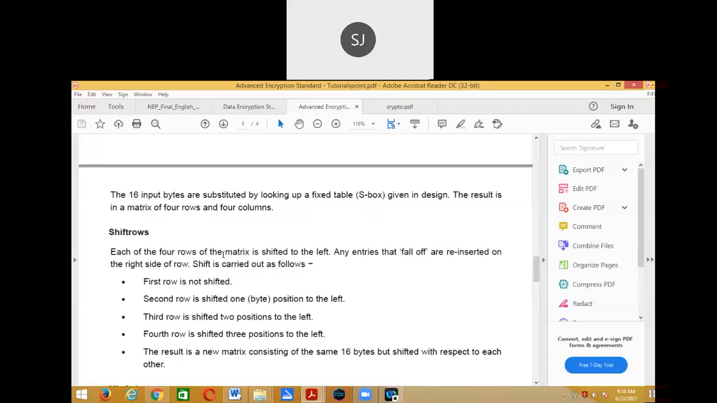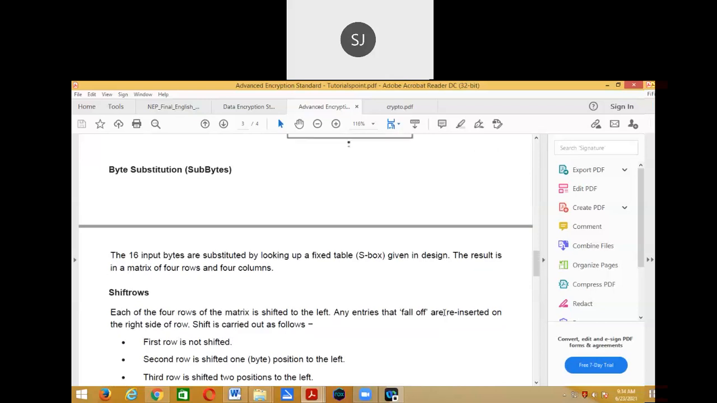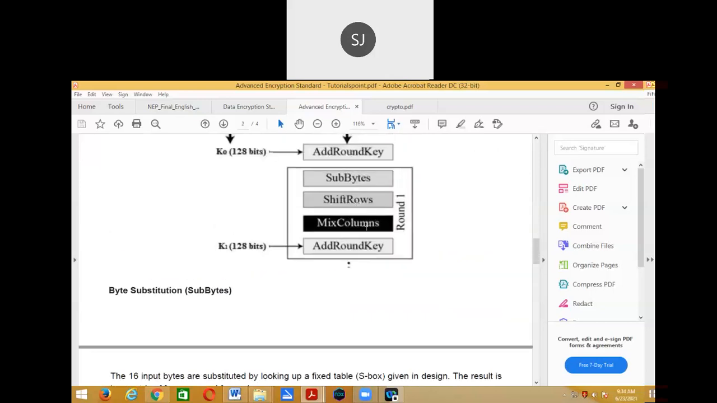So in this 4 by 4 matrix, the first row is not shifted, the second row is shifted by 1 byte, 1 position rotation, the third row by 2 rotations, and the fourth row by 3 rotations. The result is a new matrix consisting of the same 16 bytes, shifted with respect to each other. So that is what we get. Then what do we do?